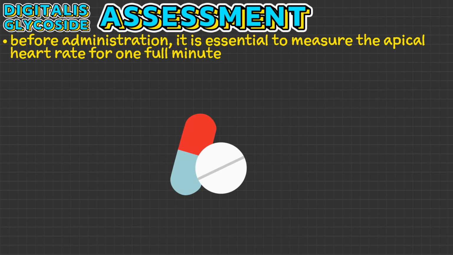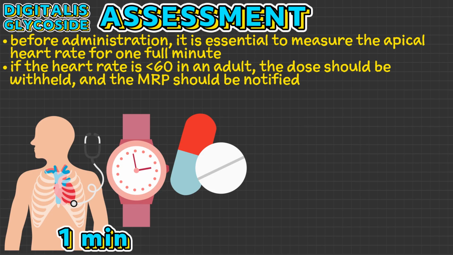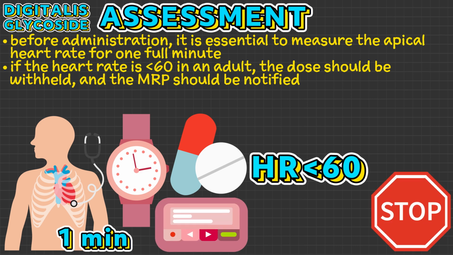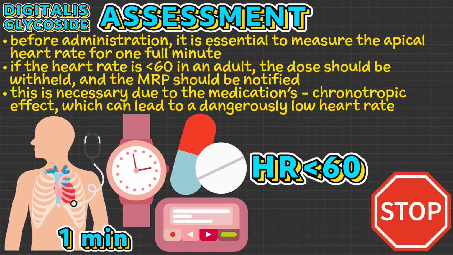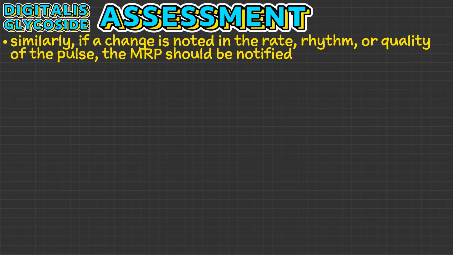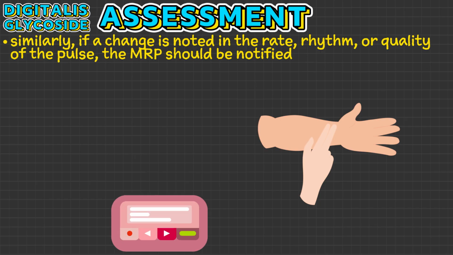Before administering a digitalis glycoside, it is essential to measure the apical heart rate for 1 full minute. If the heart rate is less than 60 beats per minute in an adult, the dose should be withheld and the MRP should be notified. This is necessary due to the medication's negative chronotropic effect, which can lead to a dangerously low heart rate. Similarly, if a change is noted in the rate, rhythm, or quality of the pulse, MRP should be notified.